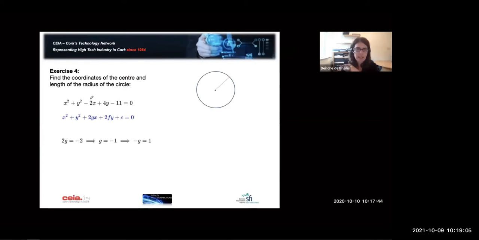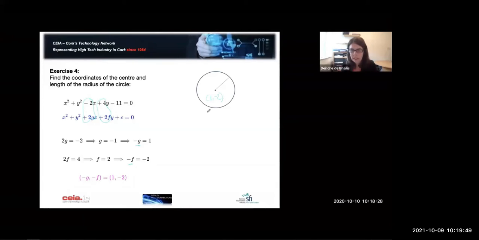What we can see here is that 2g is equal to minus 2. That means g is equal to minus 1. But remember, we're looking for minus g for the center in this one. The next comparison is 2f is equal to 4. That means f is going to be equal to 2. And looking for minus f, we get minus 2. So in this case, the center of our circle is 1 and minus 2.